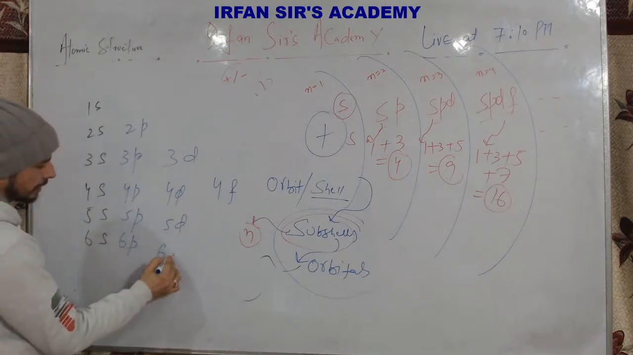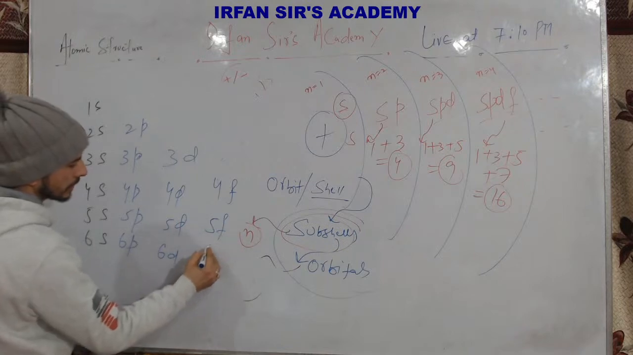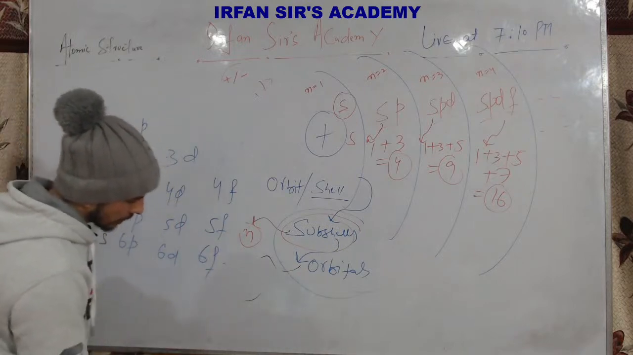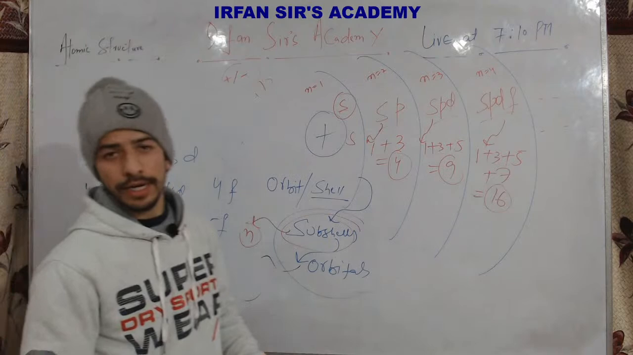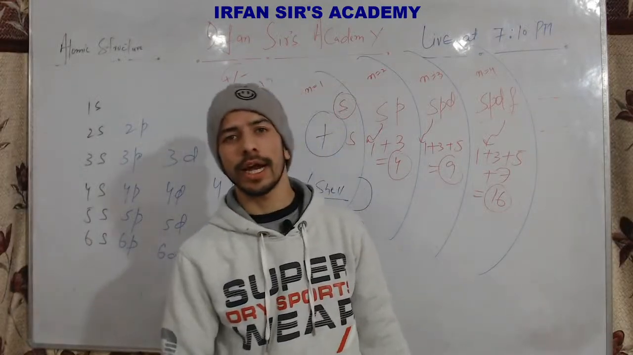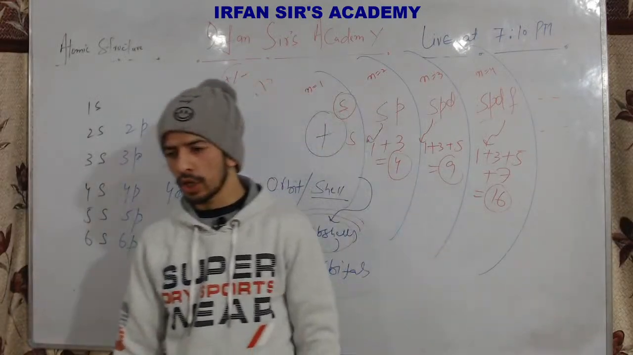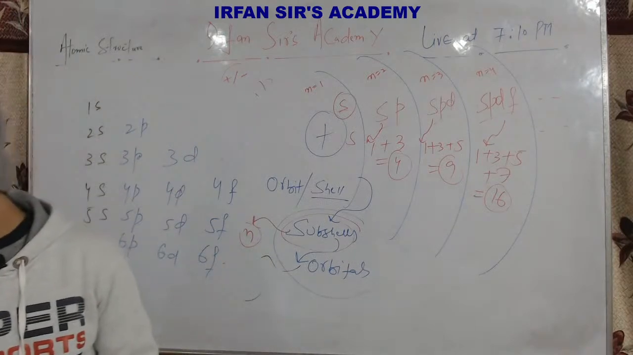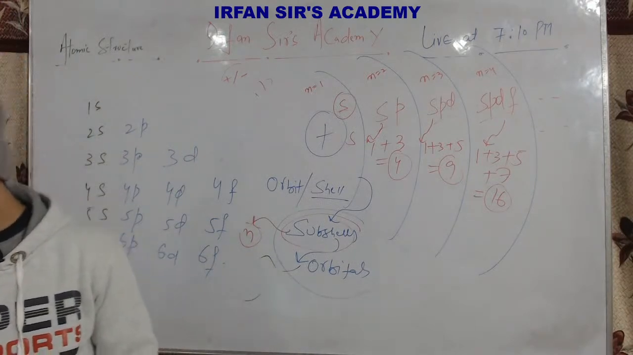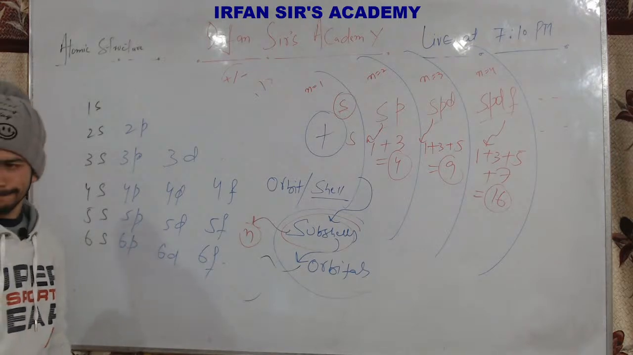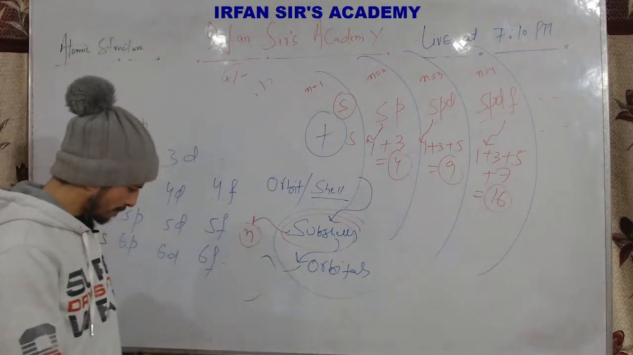5T, 6O, 5F, 6F. Tell me, comment fast. Why did I write 2P here? Why didn't I write 1P? Tell me fast.